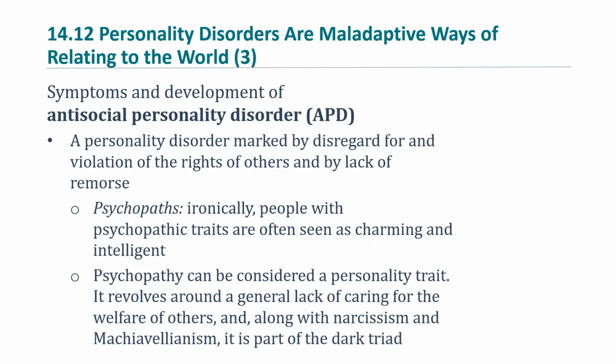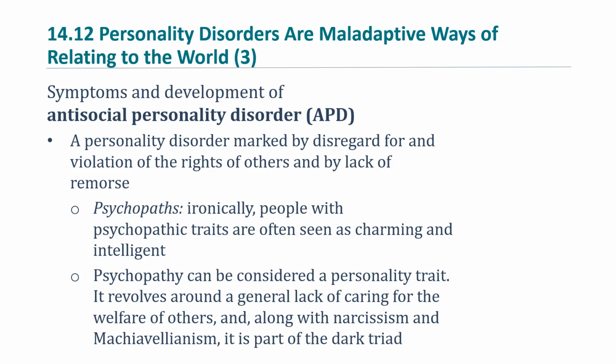And we have antisocial personality disorder. This is a personality disorder marked by disregard for and violation of the rights of others and by lack of remorse. Those with antisocial personality disorder tend to lie, break laws, act impulsively, and they lack regard for their own safety or for the safety of others. They often show complete lack of empathy or remorse when they harm others. Psychopaths are considered to have a severe form of antisocial personality disorder.